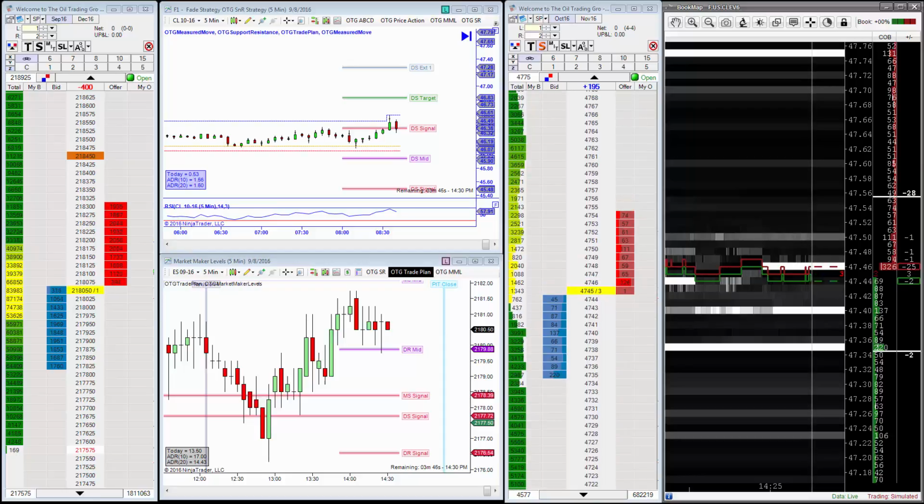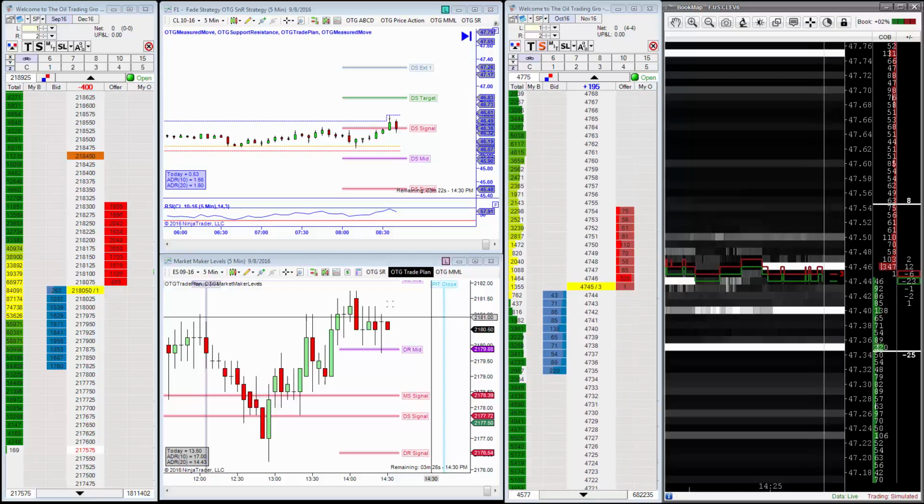Now that we are through that and we're through the Labor Day holiday, which was Monday of this week, the market has returned to behaving in the way that we expect it to behave. We did conduct some market maker level training late last week on Thursday, and the market maker levels really showed up again well for us here today.